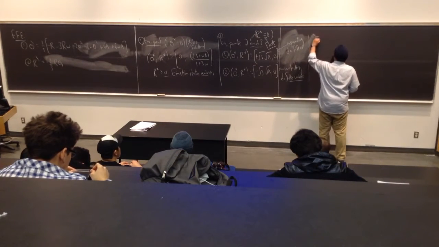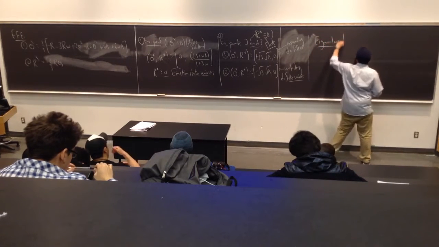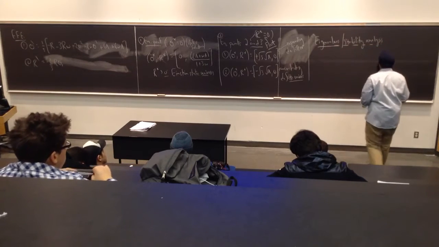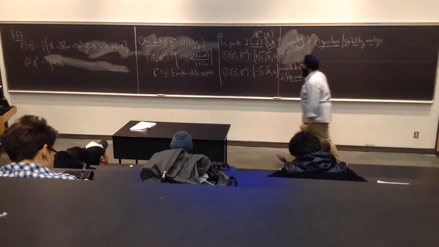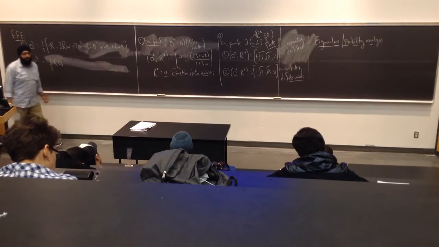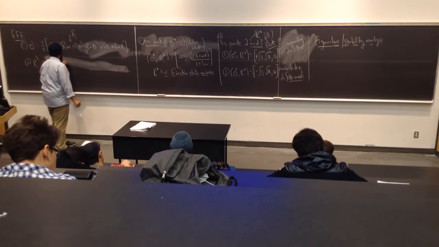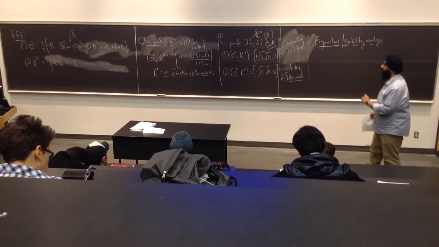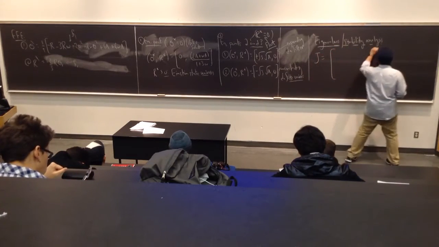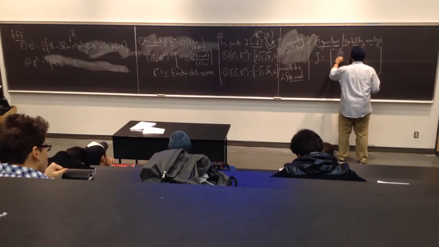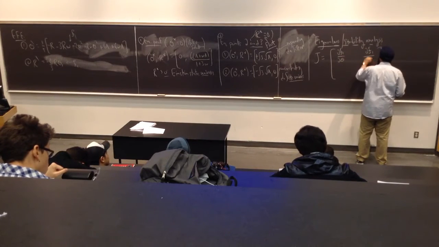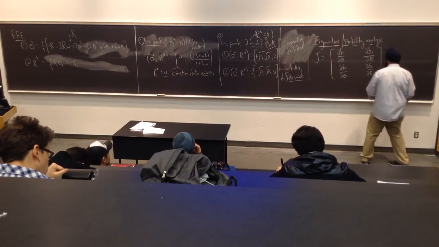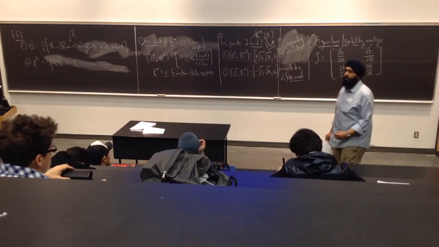So, eigenvalues and stability. The first thing to do is to set up your Jacobian matrix. And the quickest way to do this is to call one F1 and to call the other one F2, as I've been doing. Eventually you won't need to do that, but just to keep track, it's easier to do that. So then your Jacobian matrix is simply given by partial F1 partial theta, partial F1 partial r, partial F2 partial theta, partial F2 partial r. And now you just compute, as usual, partial derivatives.